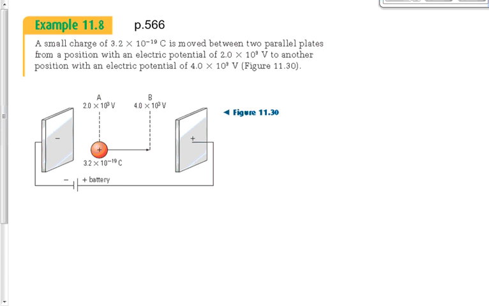All right, let's try this one. This one looks a little bit more complicated because we've got a crazy diagram here where we have two parallel plates. We have something at position A and B. Tell me what this is at position A there. 2.0 times 10 to the 3 volts. What's given to me there? Kristen, what do you think that is that's given to us there at position A?